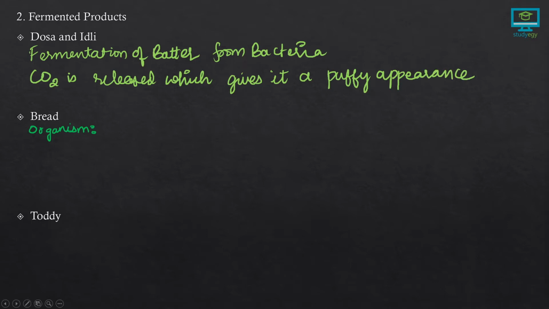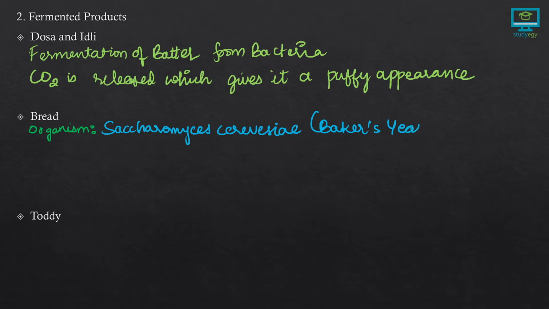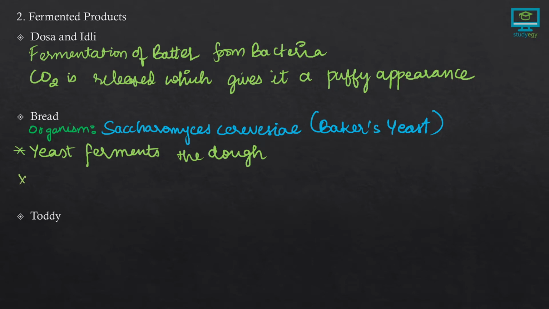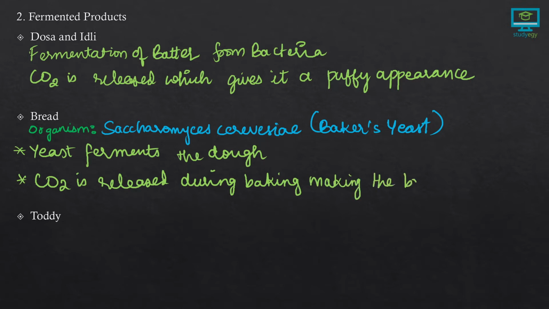Now coming to the bread, the organism which is used in bread is called Saccharomyces cerevisiae. This is also called baker's yeast in this case. So what happens again, this baker's yeast, or Saccharomyces cerevisiae, ferments the dough. Again CO2 is released during baking, making the bread soft, porous. So this is all about the bread.